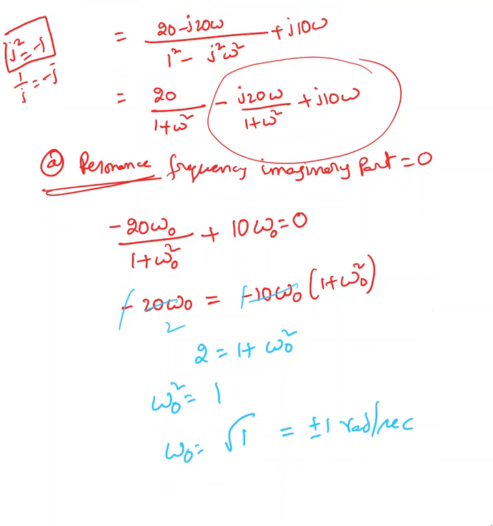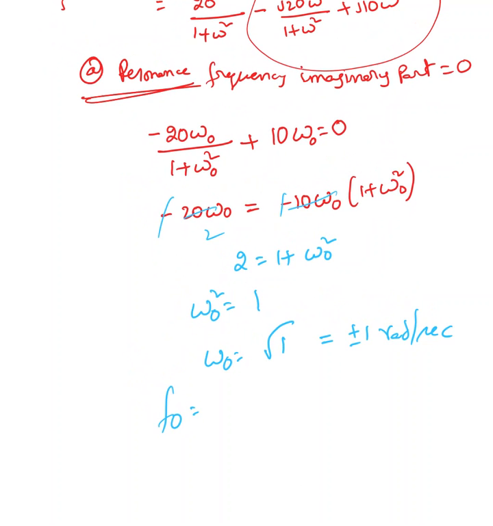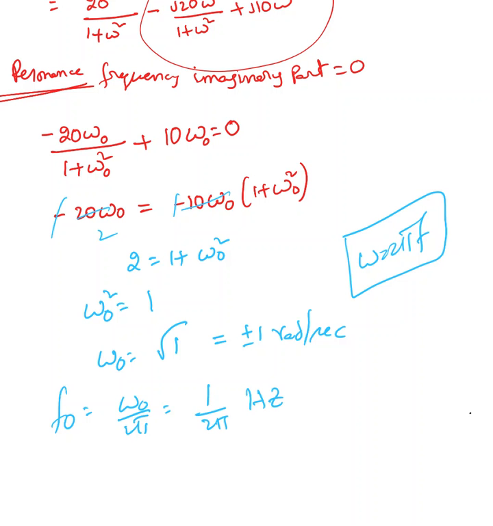Okay, so when it comes to frequency, number of cycles per second, f naught, we know that omega equal to 2 pi f, so f naught equal to omega naught over 2 pi. Usually you don't have a negative number of cycles per second, so we'll go with the positive, 1 over 2 pi hertz. That's the resonant frequency for the given circuit.